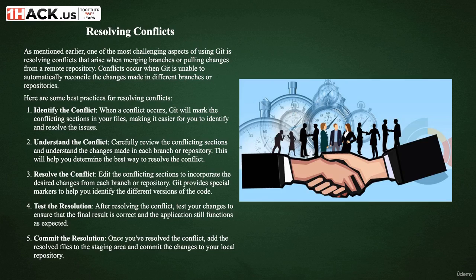Next, you'll need to edit the conflicting sections to incorporate the desired changes from each branch or repository. Git provides special markers to help you identify the different versions of the code, making it easier to understand what needs to be resolved. After resolving the conflict, it's important to test your changes to ensure that the final result is correct and the application still functions as expected.